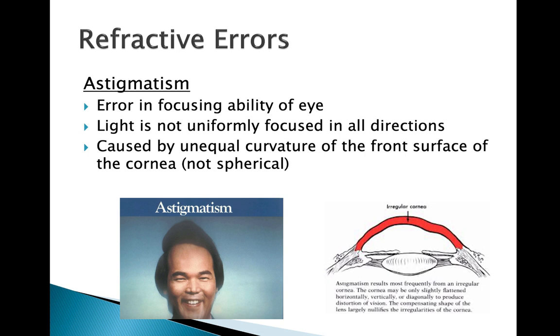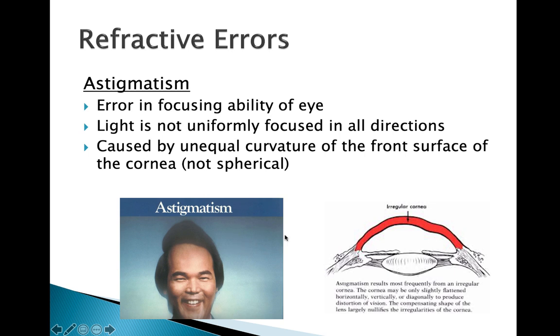And so an astigmatism is an error in the focusing ability of the eye. The light is not uniformly focused in all directions. So generally, a cornea is nice, smooth, and dome-shaped. When somebody has an astigmatism, their cornea has irregularities on it, and it causes unequal curvature in the front surface of the cornea, so it's not spherical. And these people will have just distorted vision.